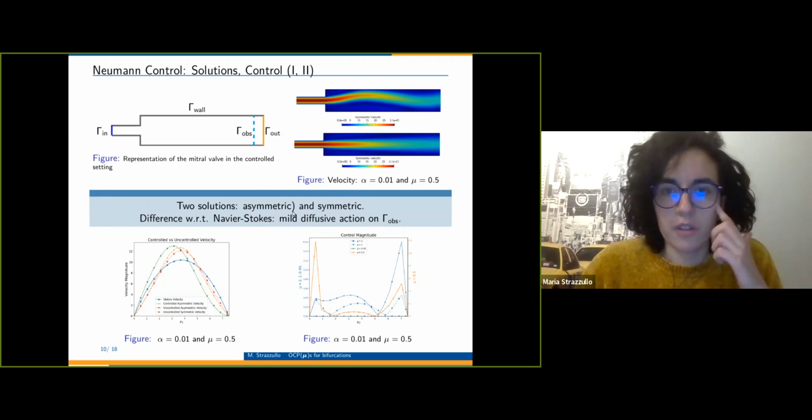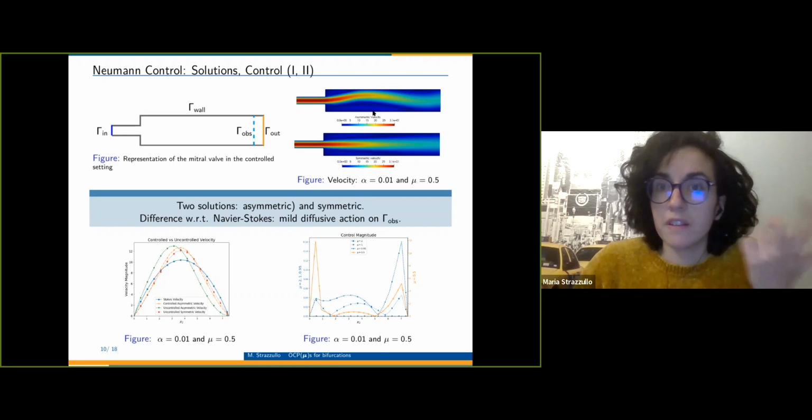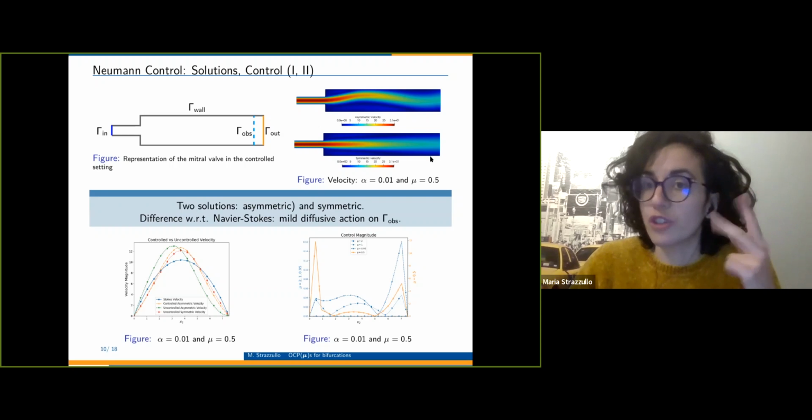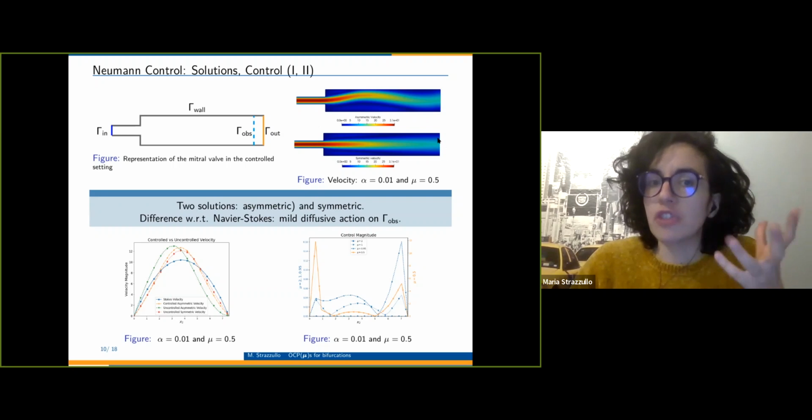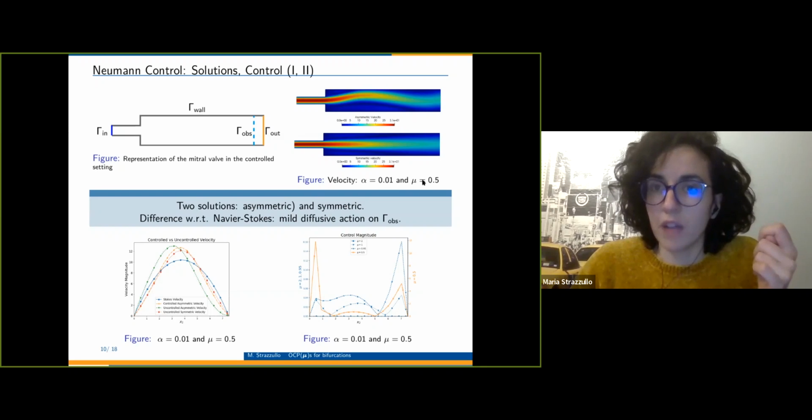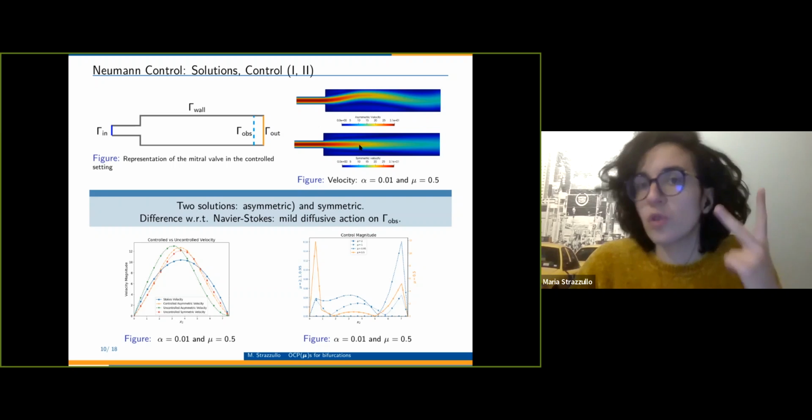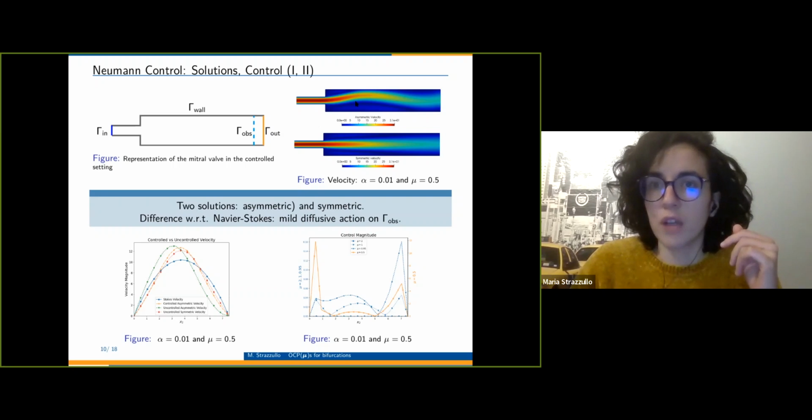What happens here, sorry for the typo, is basically that you have two solutions here. Okay, so actually it's not very different from classical Navier-Stokes. You have only a mild diffusive effect over the observation domain. Indeed, for alpha equal to this value and mu equal to this value, what you have is that you can find two coexisting solutions. So the straight one and the wall-hugging one, okay?